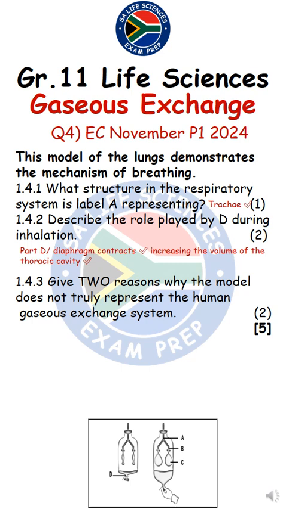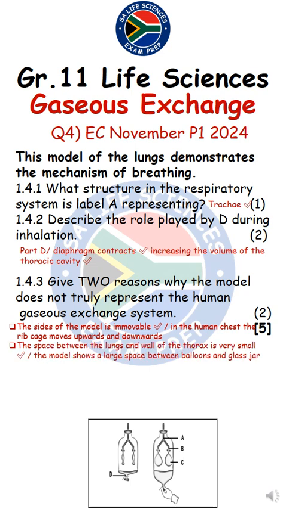Question 1.4.3 says, give 2 reasons why the model does not truly represent the human gaseous exchange system or the respiratory system. Now this is a 2 mark question, so 1 mark is given for each reason. So in your explanation, you have to state what you see and then say why it doesn't represent the human gaseous exchange system. So reason number 1, the sides of the model are immovable. In the human chest cavity, the rib cage moves upwards and downwards.